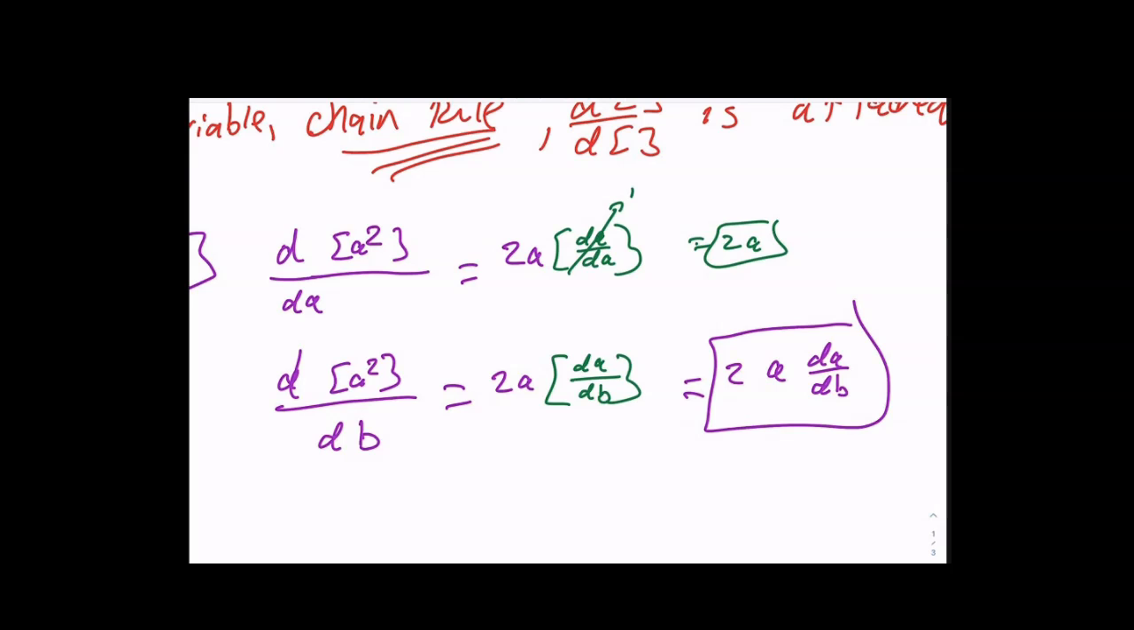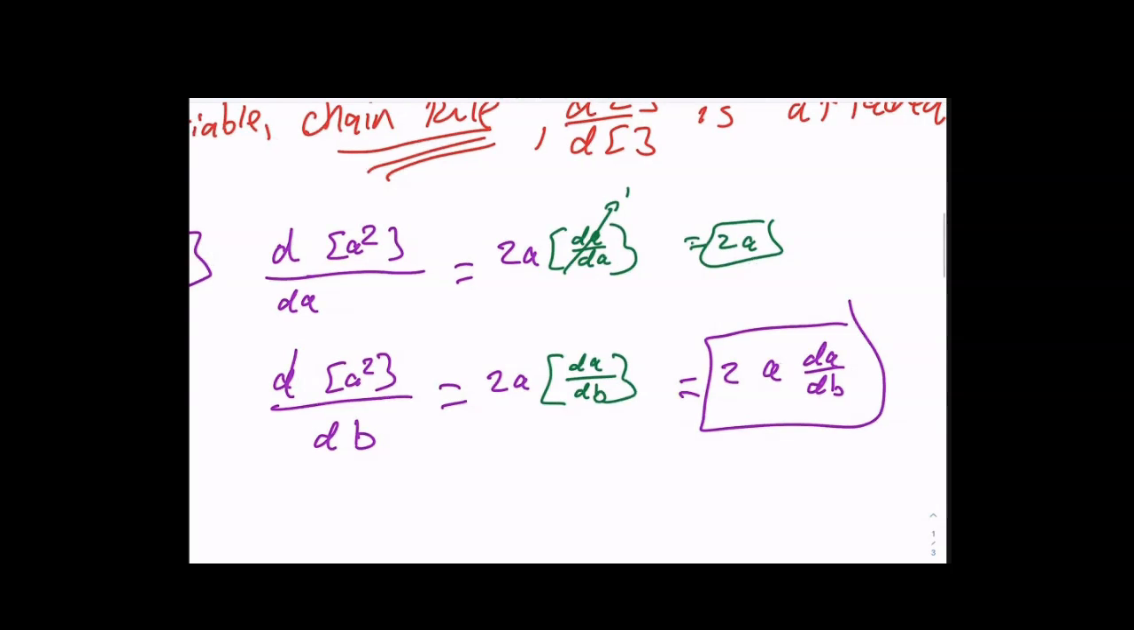When we took the derivative of a squared with respect to b, now instead of b, it's just c. So it's the same idea here. When I took the derivative of a squared with respect to a, I get 2a times dA, which is just 1. So that's why I just get a normal 2a. But if I take the derivative of a squared with respect to b, then I get 2a times the derivative of a with respect to b. It's just chain rule. You're always technically doing a chain rule. But if you're taking the derivative with respect to the same variable, then the chain rule just gives you 1.